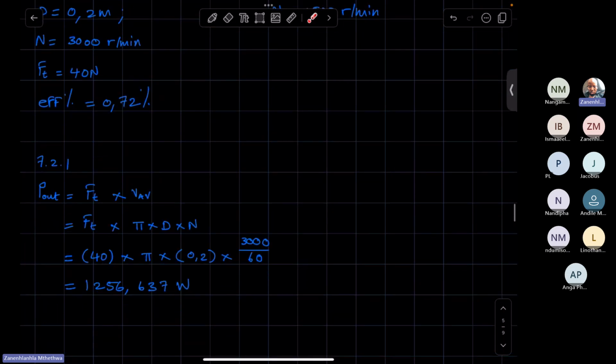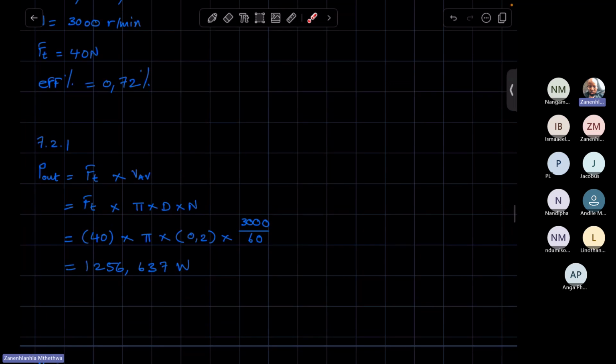Power out is F_t times average velocity. Average velocity by now is pi d n. This you've been given is 40 newtons. You've been given the diameter, and you were also given the rotational frequency. But because it's in revolves per minute, we divide it by 60 to convert it to revolves per second. Punching this in your calculators, this is what you get. Very easy stuff, guys. This is probably one of the easiest 15 marks you will get in the exam, because most of these questions you can solve by just looking at them.